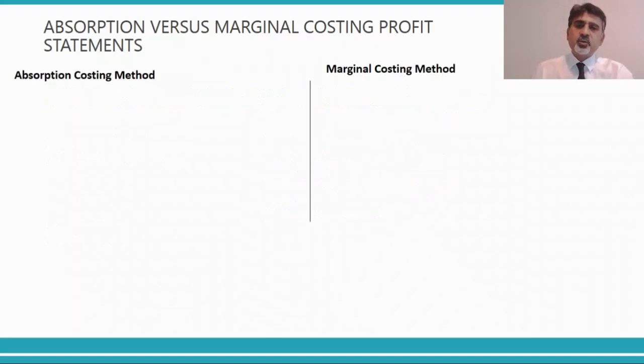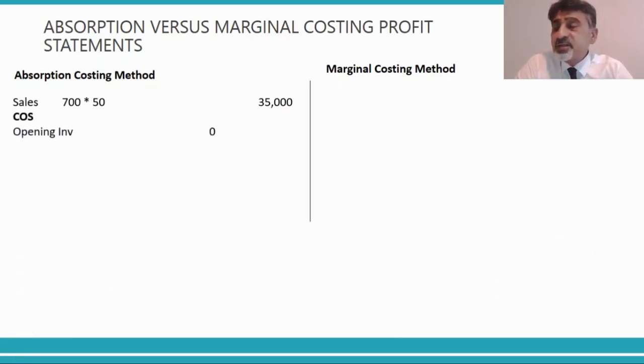So we have to prepare two income statements. One we will prepare using the absorption costing method, and the other one we will prepare using the marginal costing method. So first let's make absorption costing. Our sales was 700 tables, selling price was $50. So our sales revenue is $35,000. Then we have to subtract the cost of sales, and you remember cost of sales is opening inventory plus purchases minus closing inventory. So opening inventory was 0 because it was not given in the question. So we assume that opening inventory is 0.